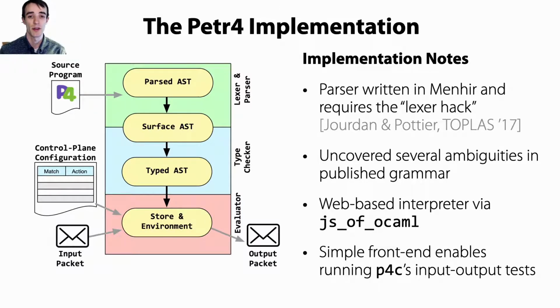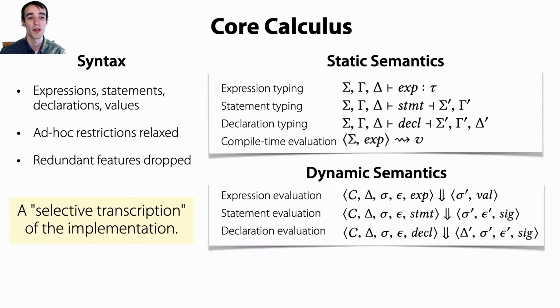Having developed an implementation, we tried to do a selective transcription in the form of a core calculus. It's faithful to P4, but it irons out some of the wrinkles and, in the interest of taste, relaxes some ad hoc restrictions and drops some redundant features. There's a static semantics with expression, statement, and declaration typing judgments, including a compile time evaluation judgment. So we do address compile time evaluation in this calculus. And there's also a dynamic semantics, so you can evaluate expressions, statements, and declarations to get out values and whatnot. And you can see the full details in the paper.